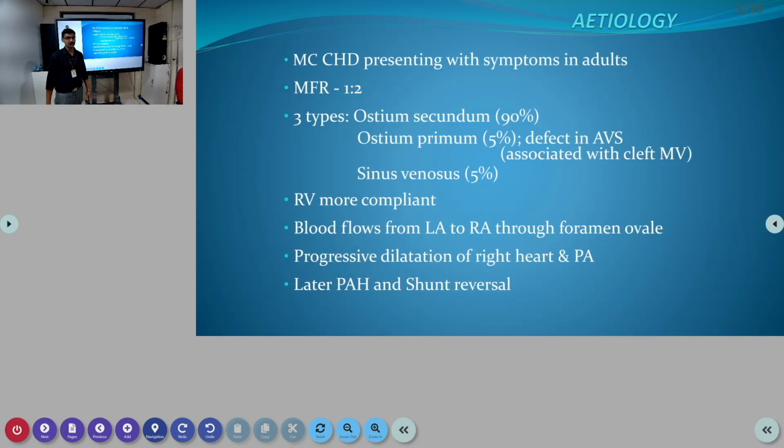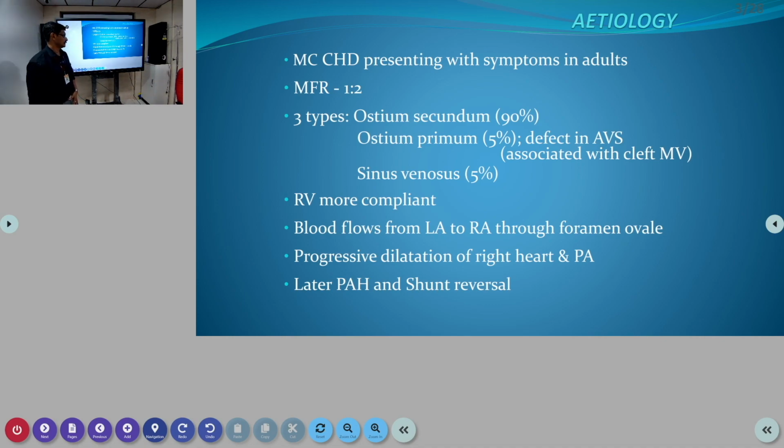It's the most common congenital heart disease presenting with symptoms in adults, and as you all know, it's more common in females, with a male-female ratio of 1:2. There are three types of atrial septal defect. I'm not going too much into theory. It's ostium secundum, which is the most common type. Then we have ostium primum, which is associated with cleft mitral valve in some cases, and sinus venosus atrial septal defect, which is the rarest type.